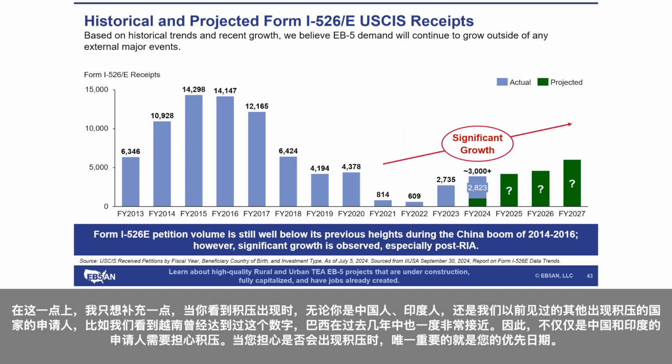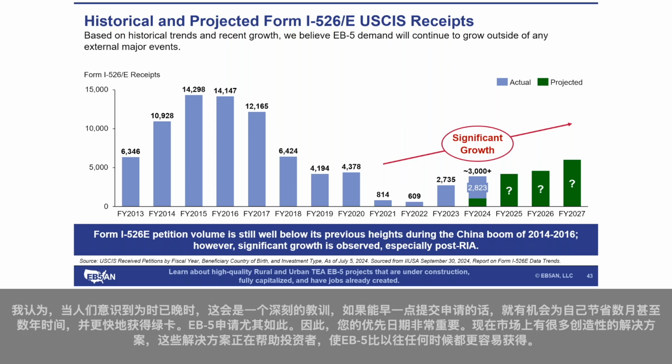Yeah, and to that point, I'll just add in, when you are looking at backlogs, whether you're Chinese, Indian, or, we've seen other countries be backlogged before. We've seen Vietnam hit those numbers in the past, and we've seen Brazil get pretty close in years past. So it's not like it's only China and India that need to worry about a backlog. When you're worried about any backlog, the only real number that matters at that point is your priority date. And I think it's a tough lesson when people realize that too late, is if you had just filed earlier, you would be saving yourself months or even years sometimes in getting your green card faster. And it's definitely the case in EB-5 as well. So your priority date matters.